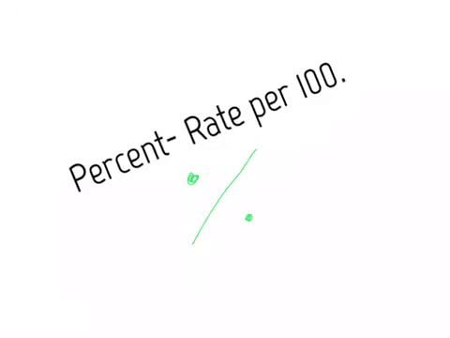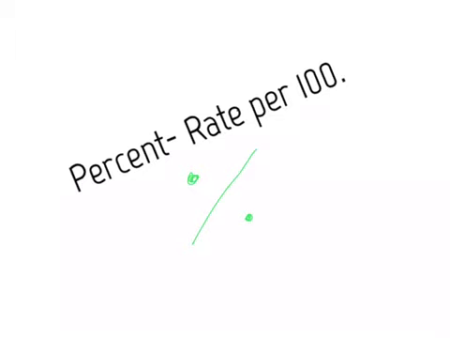Hey, boys and girls. Tonight we're going to work on finding percents. We need to know what a percent is before we start. So a percent is a rate per 100, or a rate out of every 100. That's why when you get 100% on your test, it's a perfect score, because it's out of 100 points.